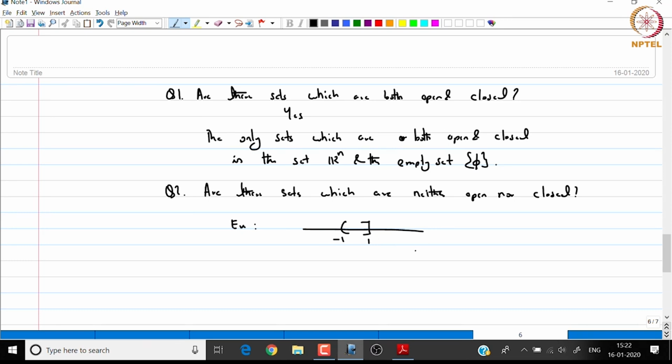And what about in R2? Maybe you can have a set something like this. It includes all points inside this, but it does not include these boundary points. So this is an example of a set in R2 which is neither open nor closed.